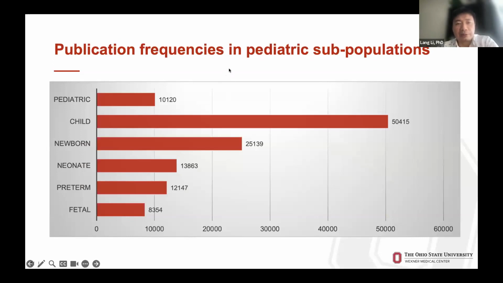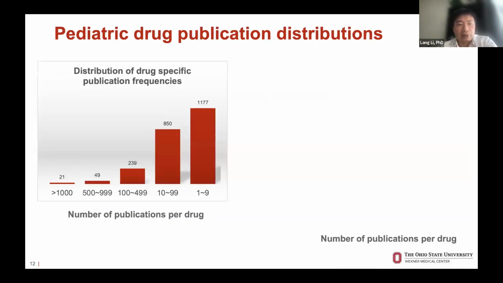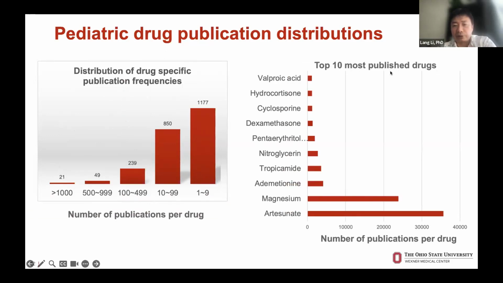This is a similar analysis for the pediatric subpopulation, and we look at pediatric in general: child, newborn, neonates, preterm, and fetal. Most of those analysis frequencies are based on the keywords presented in the abstract. A very similar data analysis was done for drug-specific publication frequency. In this case, we have 21 drugs with publication frequency over 1,000, and another 1,177 drugs with publications around 1 to 9, so those drugs are not very well studied. Again, we list the top 10 most published drugs, and you see artesunate has a significant amount of publication in the literature in the pediatric population.